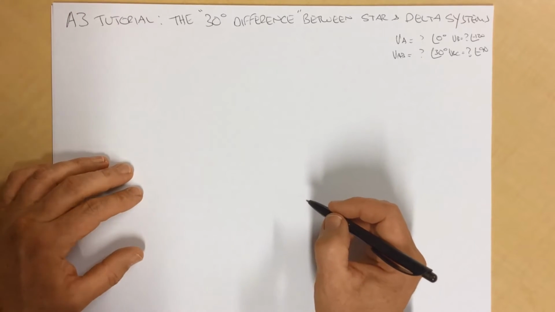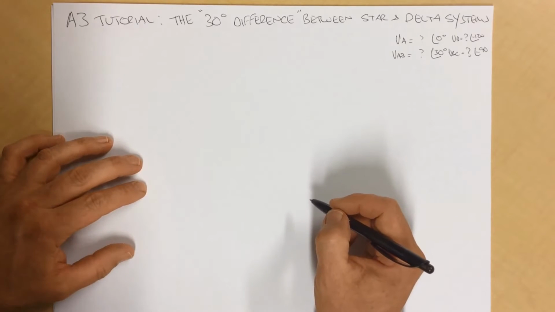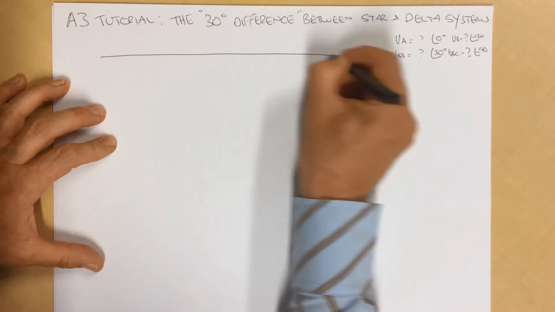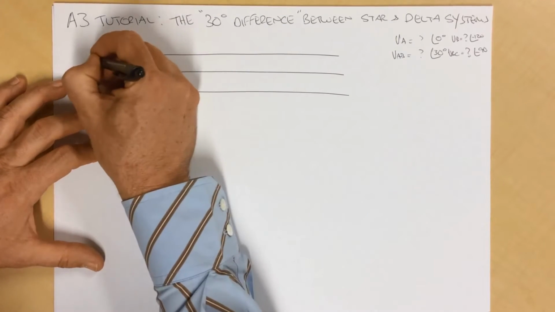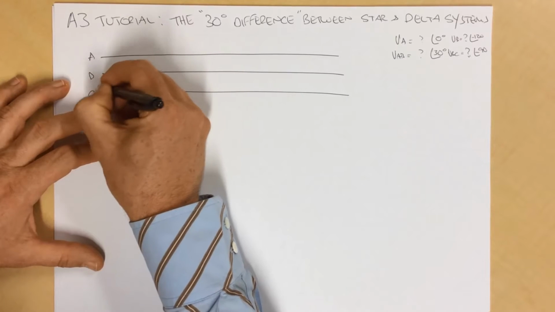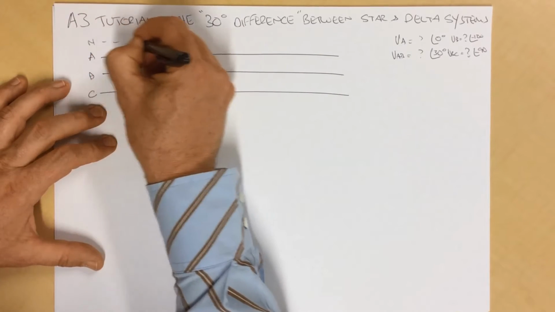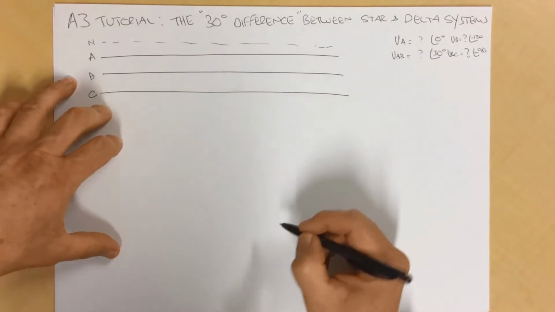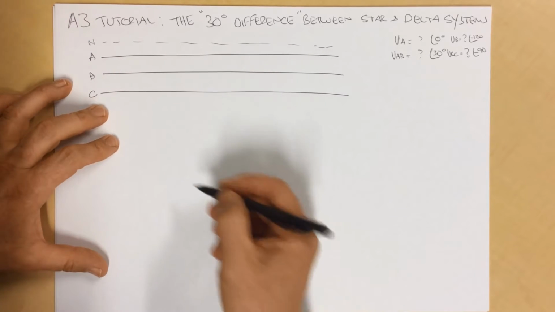The easiest way of explaining this, again, without the maths and with some diagrams, is like this. First of all, we'll consider our three-wire system like this, and we'll call this phase A, B, and C, and we'll have a neutral up here as well, but obviously that's not going to be used for the delta system. So let's consider a star system connected to this.